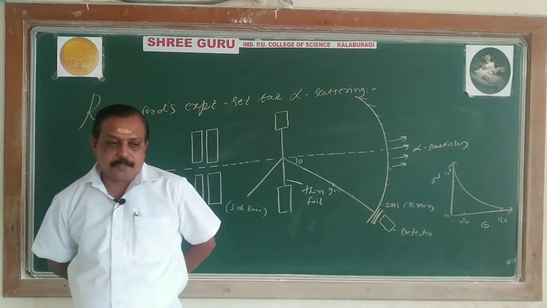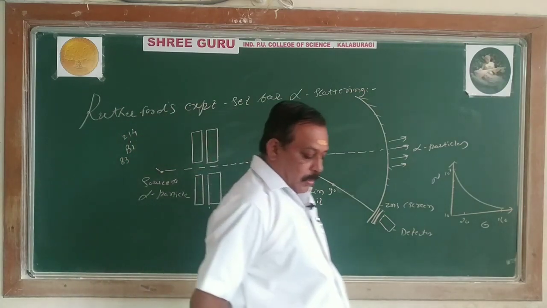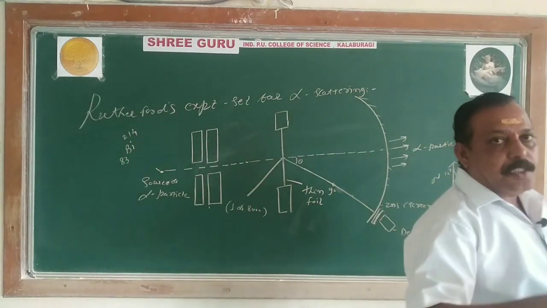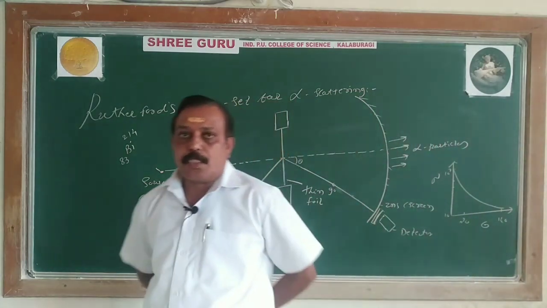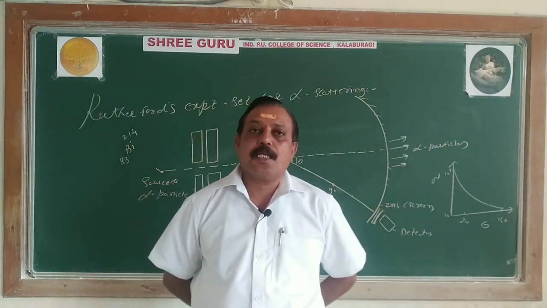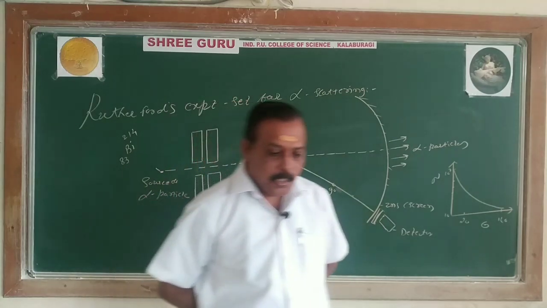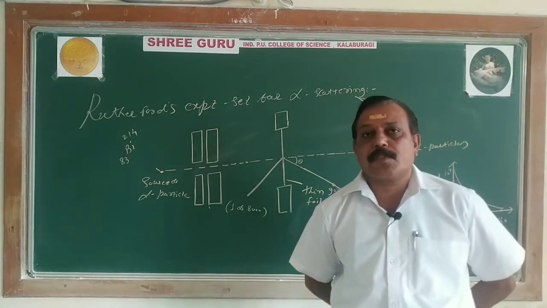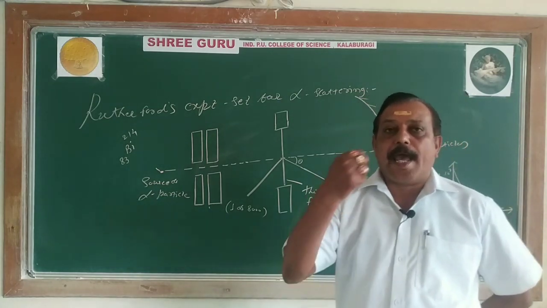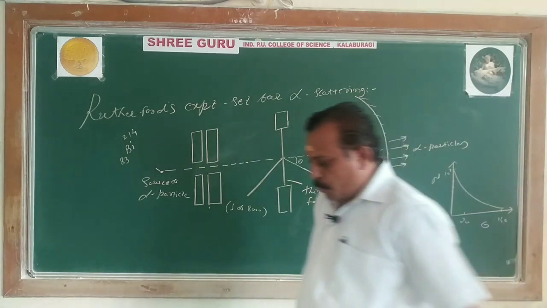Entire mass and positive charge are available. Around that nucleus, that is called the nucleus, around the nucleus there is a cloud of electrons, negatively charged particles. Whatever charges are available inside the nucleus, the same amount of charges are available outside the nucleus. Hence, equal numbers of positive charges and negative charges. That makes the atom electrically neutral.